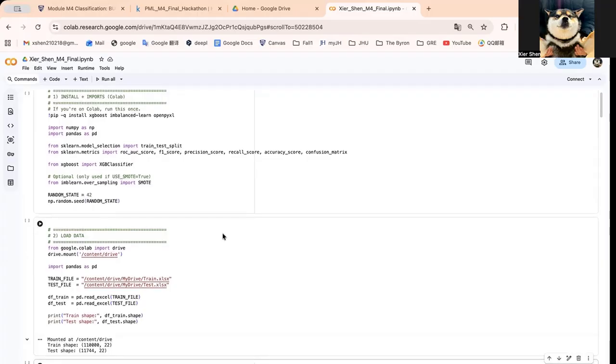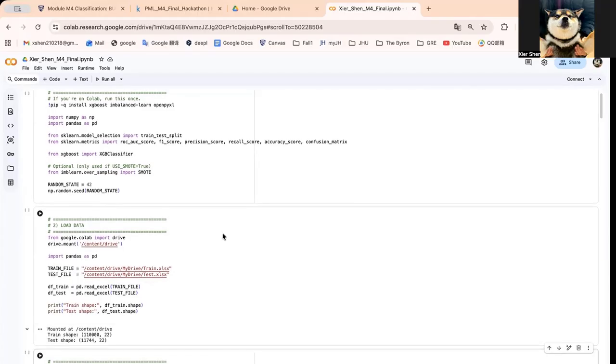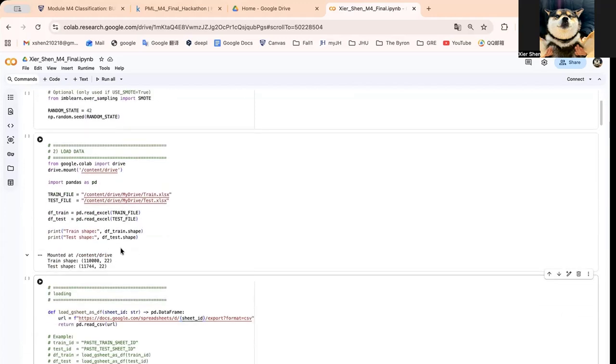I mounted Google Drive and loaded the training and test datasets directly from cloud storage. After loading the data, I printed the dataset shapes to confirm correct ingestion. This step helps prevent silent errors such as missing columns or loading incorrect file versions.